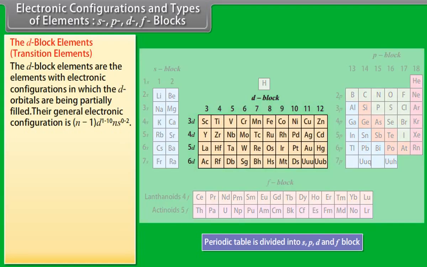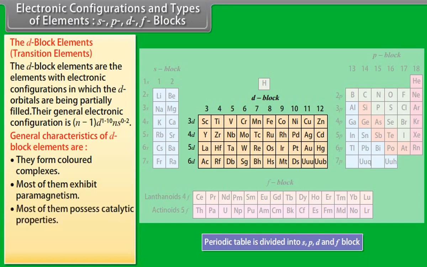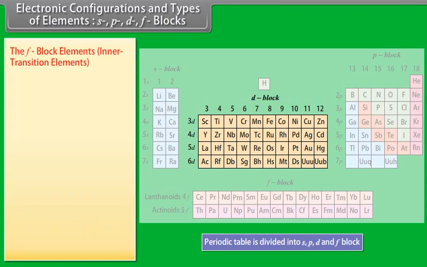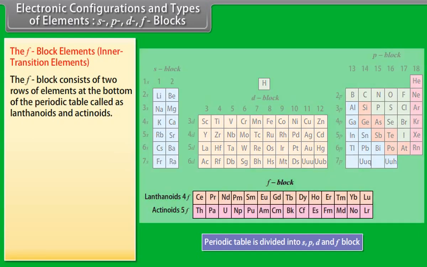The s block elements. The elements in which the last electron enters the s subshell of their outermost energy level are called s block elements. This block is situated at the extreme left of the periodic table. It contains elements of group 1 and 2. Their general configuration is ns1-2, where n represents the outermost shell. The elements of group 1 are called alkali metals, whereas the elements of group 2 are called alkaline earth metals.